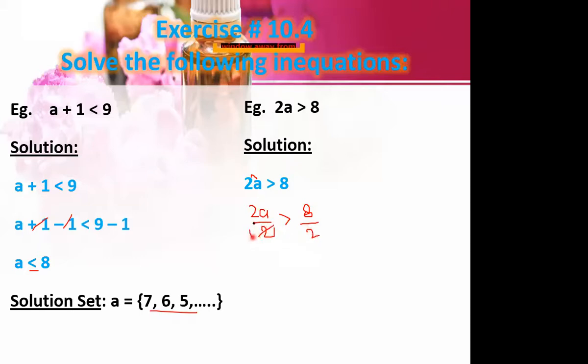2 into 1 is 2, 2 into 1 is 2, 2 into 1 is 2, 2 into 4 is 8. So what will be left here? Only a is left, so you will write here a greater than 4. Now solution set. Who will tell me the solution set? A is greater than 4. Greater than 4.